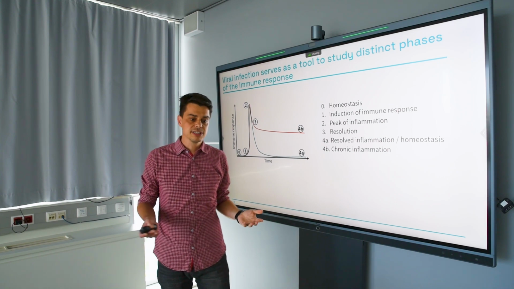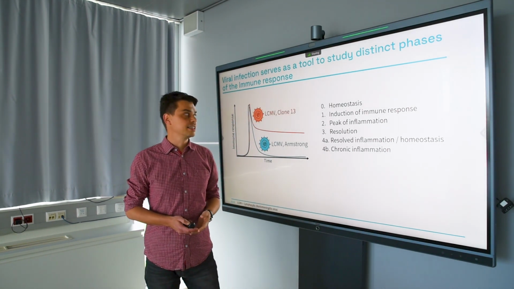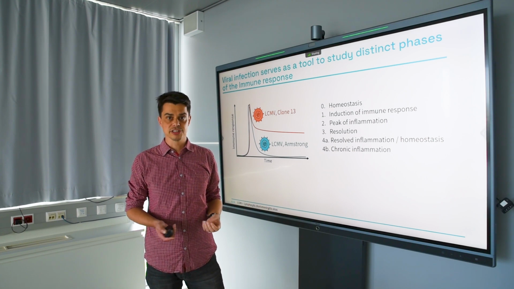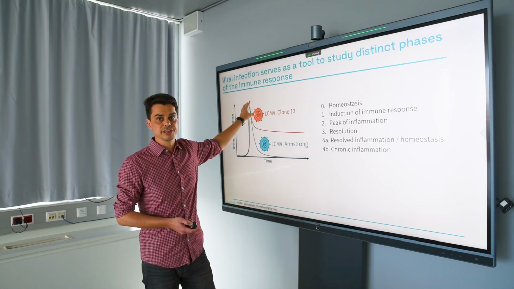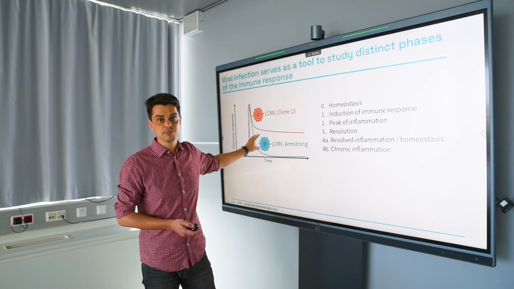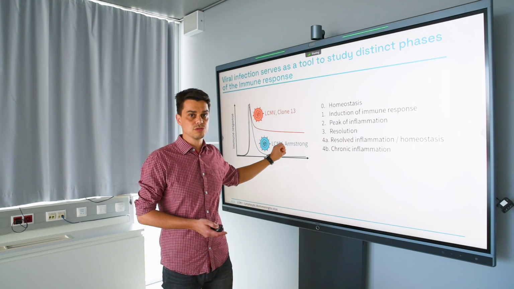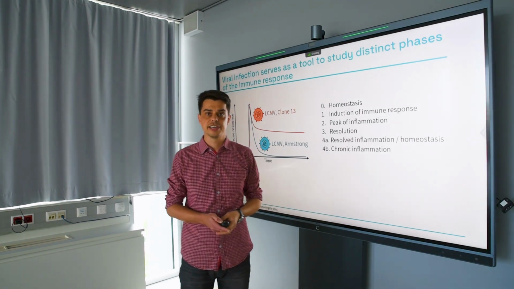Now, how do we model these phases and these different outcomes in the lab? We use LCMV viral infection models. And in particular, we use two different clones. One of them, clone 13, results in a chronic inflammation, and the other one, clone Armstrong, can be resolved and allows us to really nicely study the resolution phase during an immune response.